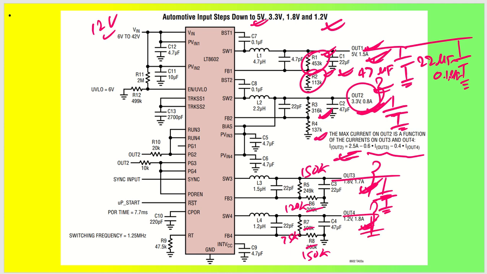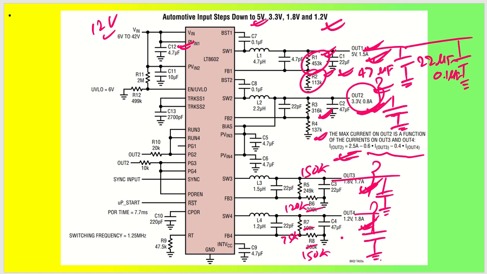and here also a 0.1 microfarad capacitor. I'll suggest at output 3 you can utilize one more parallel 22 microfarad capacitor, and here you can leave it at 47 microfarad capacitor. Similar to that, make changes at the input.